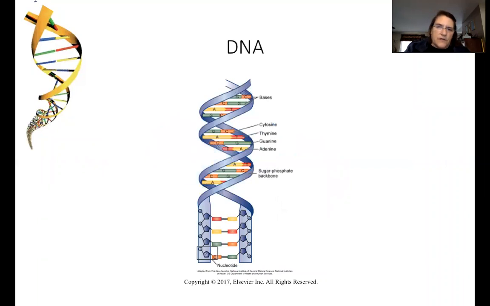So here's a picture of a DNA strand. It kind of looks like a ladder that's twisted, and it's composed of 4 different types of bases: cytosine, thymine, guanine, and adenine. And they specifically pair together. Cytosine always pairs with guanine. Thymine always pairs with adenine. And then the sequencing is different depending on what chromosome or gene you're building. And they're always strung onto the backbone of a sugar phosphate.